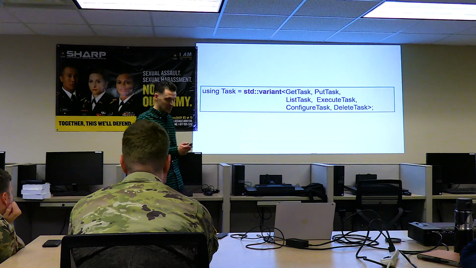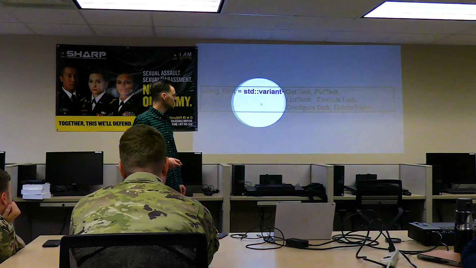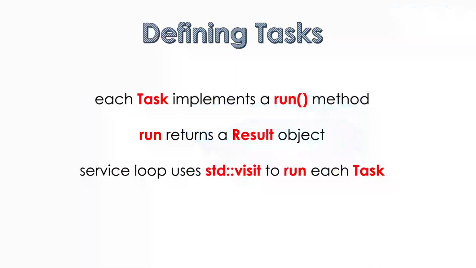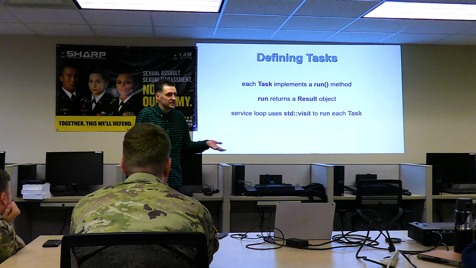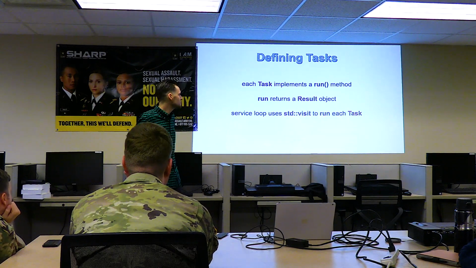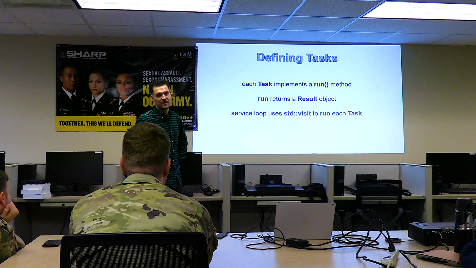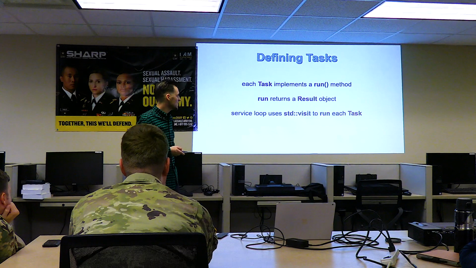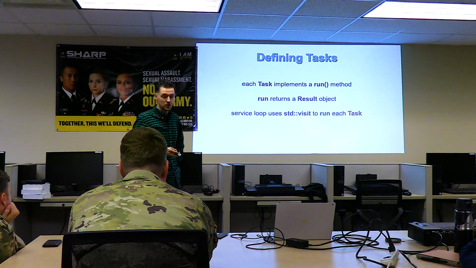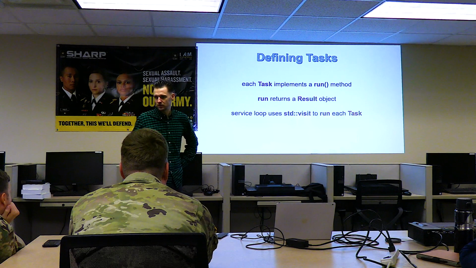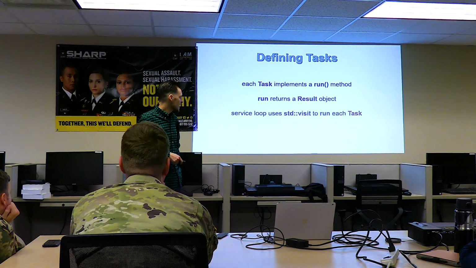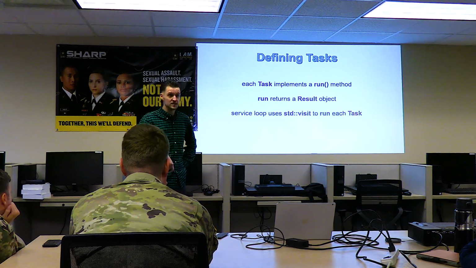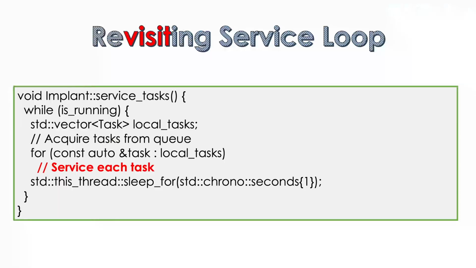Anyway, so this is how we define our task. And then you might ask, what are all of these, right? Well, we get to decide. So when you design a template, we get to decide what is in a task. Each task implements a run method that you saw before, right? We're going to invoke that in the service loop. And then run is going to return this result object that we'll design a bit later. And then the service loop uses visit to invoke run on each of the tasks. Pretty straightforward. Pardon the terrible pun.